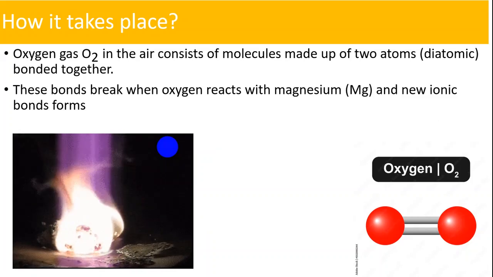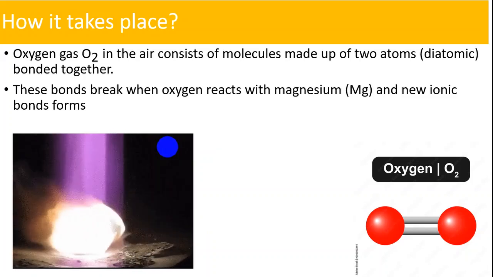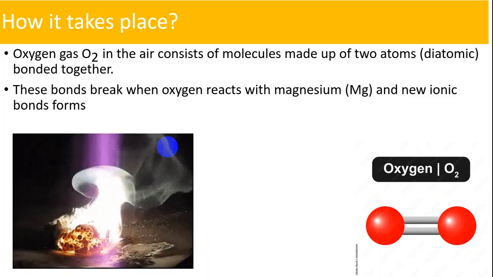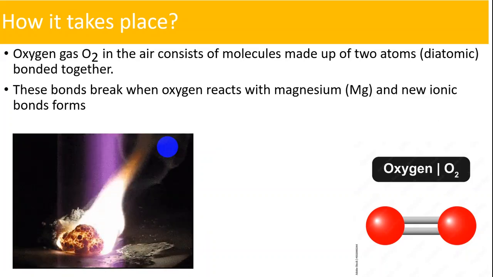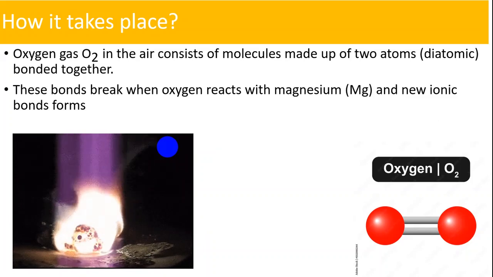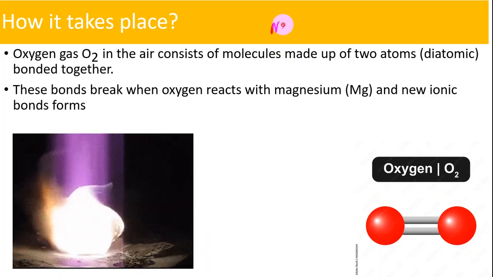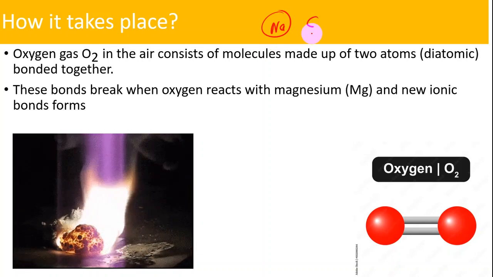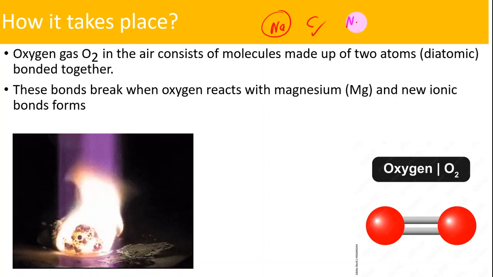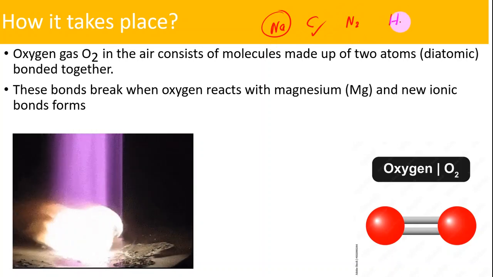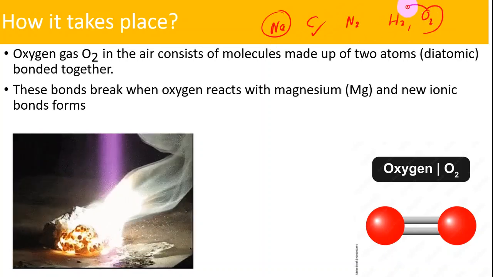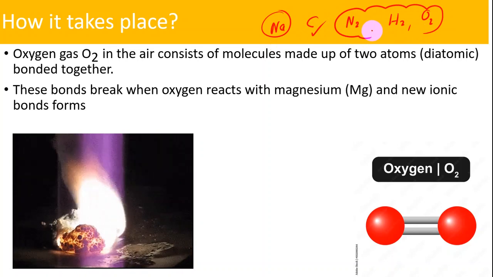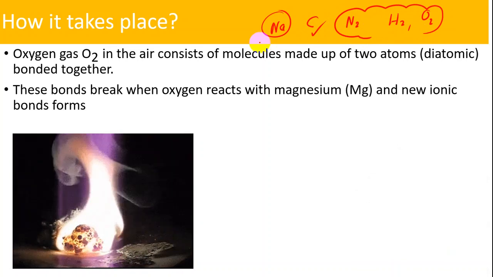How does it take place? Oxygen gas in the air consists of molecules made up of 2 atoms. Once it consists of 2 atoms, it's classified as diatomic. For example, we have 2 kinds. Sodium, for example, consists of 1 atom. This one is what? Monoatomic. Also, carbon is monoatomic. But nitrogen is diatomic. Hydrogen is diatomic. Oxygen is diatomic because it consists of 2 atoms. So this one is related to the structure.